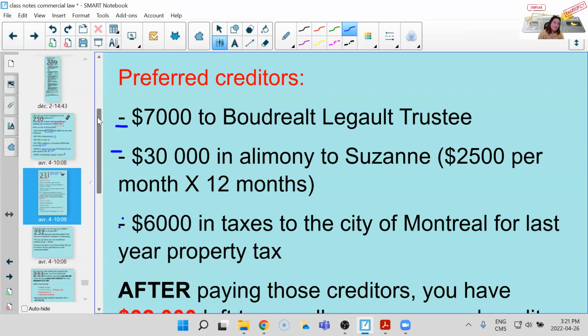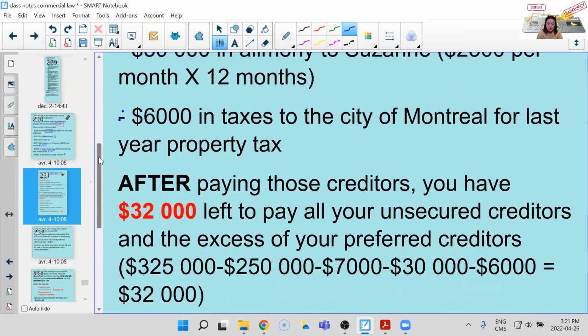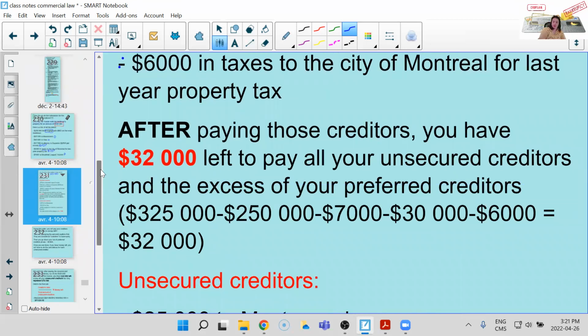But we're not done yet. There is a bunch of other creditors. So I have paid all the preferred and secured creditors. See, the 325 is what I started with, minus the mortgage, minus the money to the trustee, minus the alimony to Suzanne, minus the taxes. I am left with the same amount, okay, 32,000. Yes, there are short routes that you could take, but I'm doing the long calculations, because I always have students who are afraid of calculators. If you have a shorter way and you're getting to the same numbers, I feel you, go ahead.